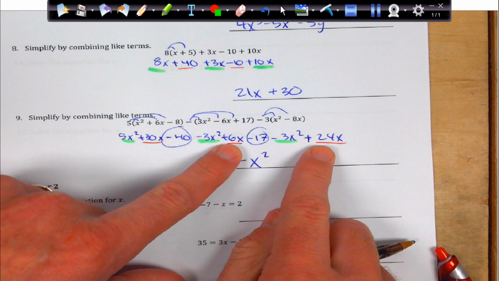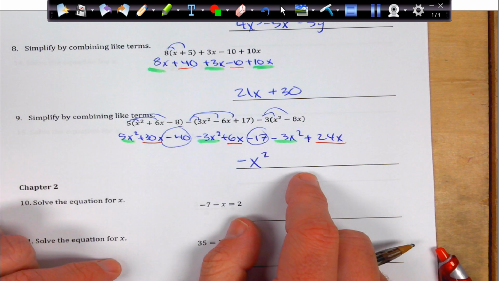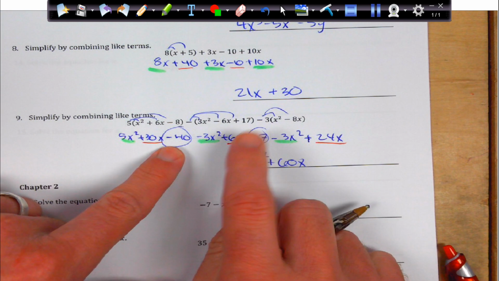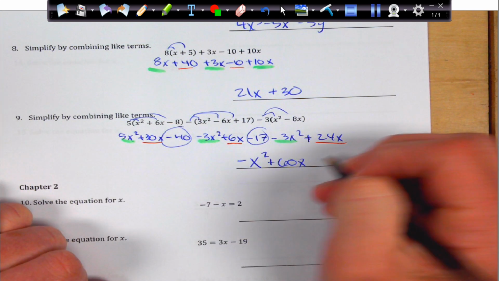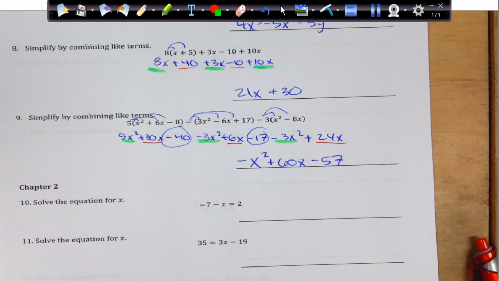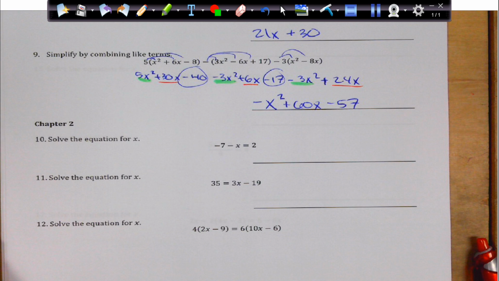Then with the red, I get 30 plus 6 is 36, plus 24 is, I want to say 60x. And then negative 14, negative 17 is negative 57. And we don't factor anything, this is just the first chapter, so we're just combining like terms. Later on we can do that, but not yet.